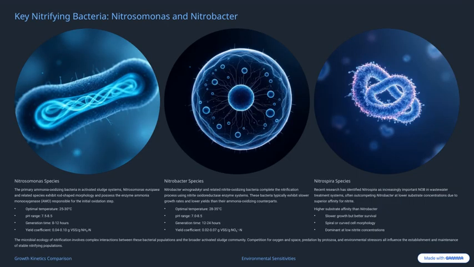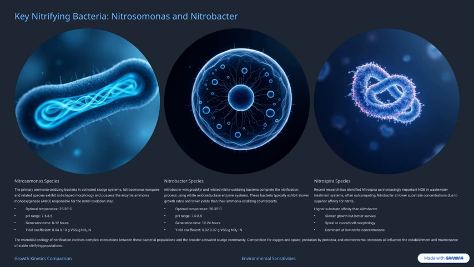Let's take a closer look at some key nitrifying bacteria, Nitrosomonas and Nitrobacter. First, focusing on Nitrosomonas species, these are the primary ammonia-oxidizing bacteria in activated sludge systems. You'll often find species like Nitrosomonas europaea, which have a rod-shaped morphology. They possess an enzyme called ammonia monooxygenase, or AMO, which is crucial because it kickstarts the oxidation of ammonia.